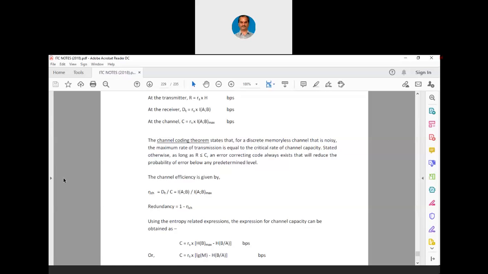Errors will occur because of the internal and external noises. The channel itself will not cause distortion to the transmitted signal as such, but the channel also will have its own noise. That is why I mentioned internal and external noises. Now, if that is the case, then the theorem says that we can correct this error, as long as R is less than or equal to C.